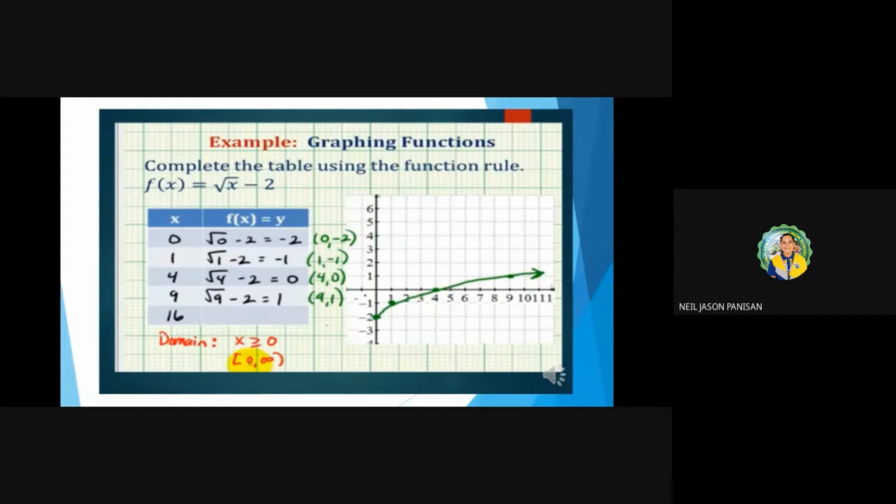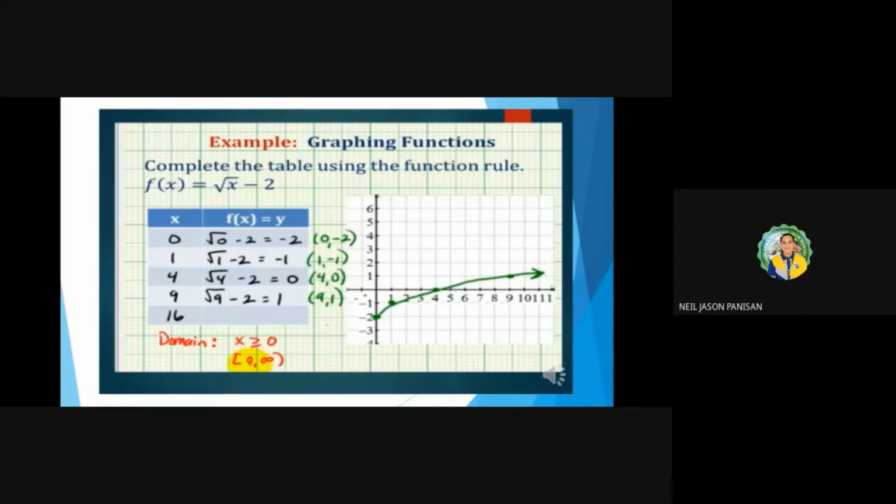So to locate those points on the graph, since our first point is 0 and negative 2, that is now our vertex or the beginning of our graph. So our x is 0, then our y is negative 2, meaning from the 0 of the value of x, we count 2 counts going downward, since the sign is negative. So that is now the starting point of our graph.